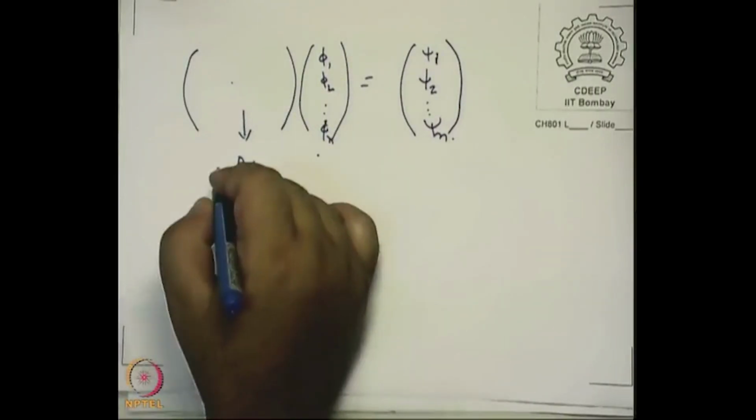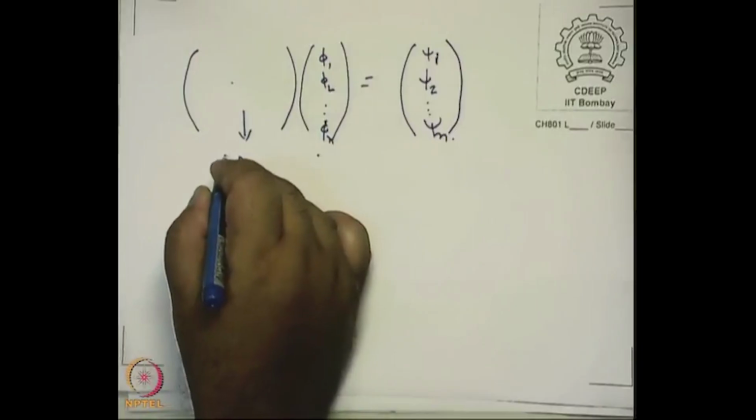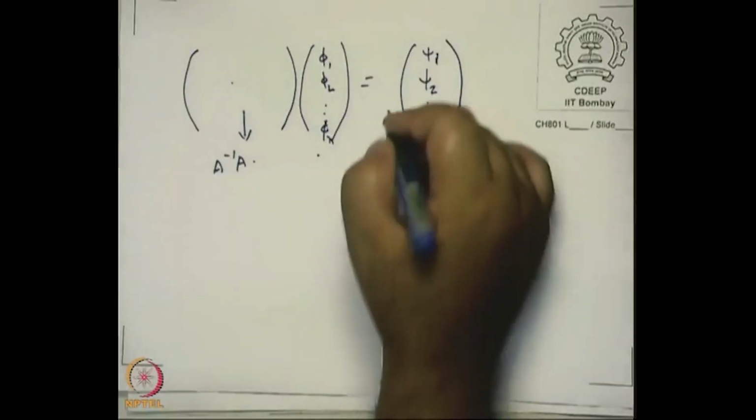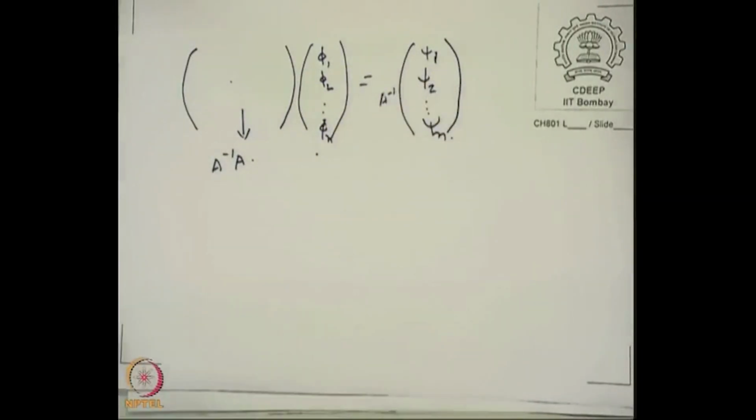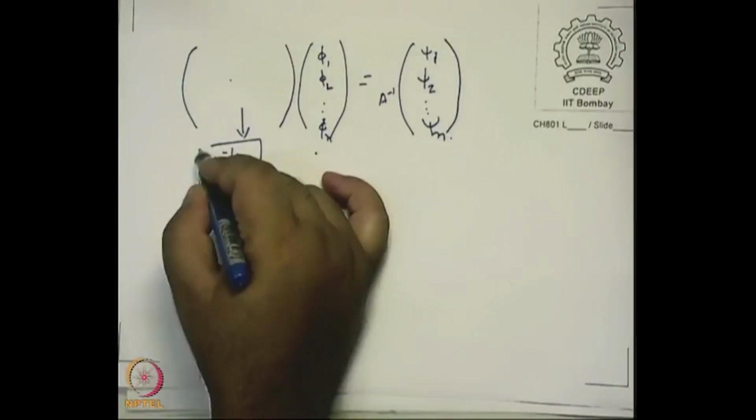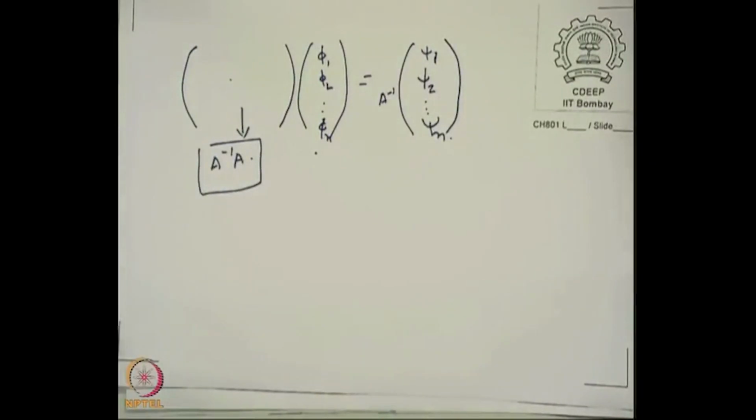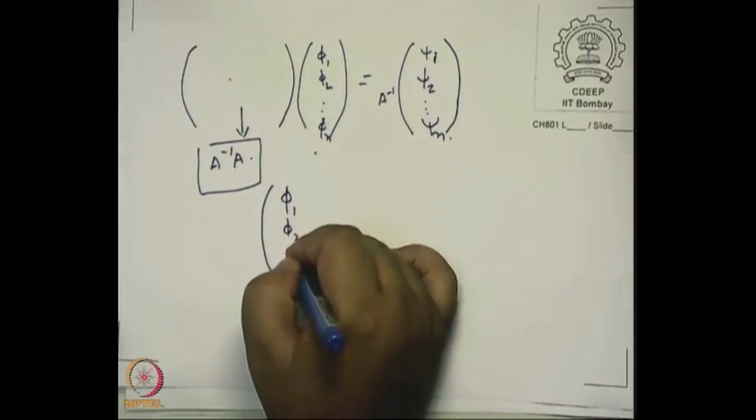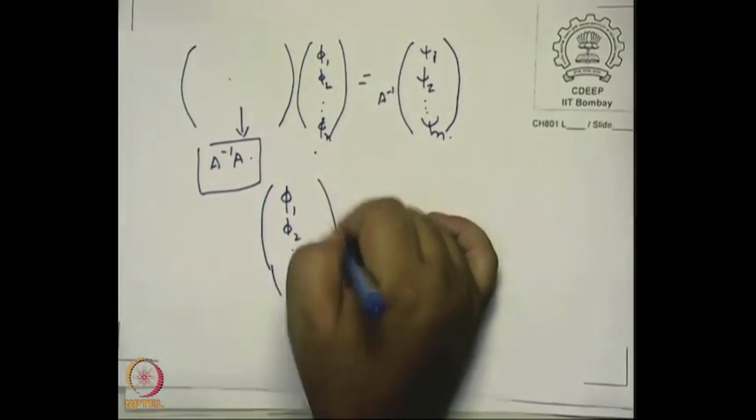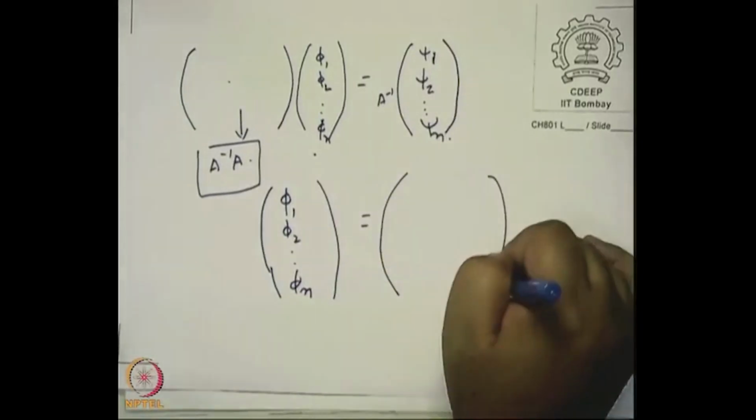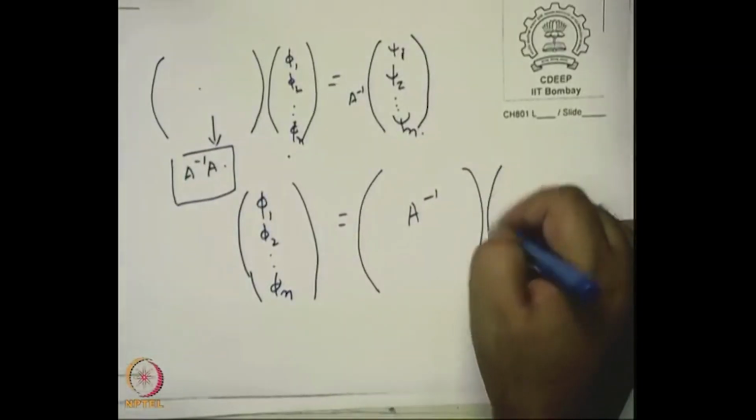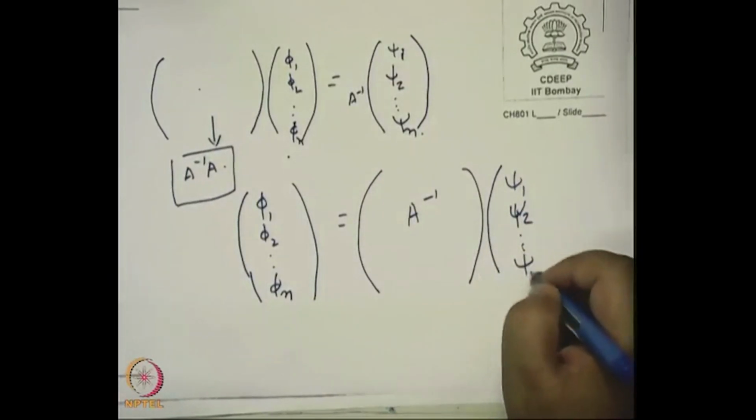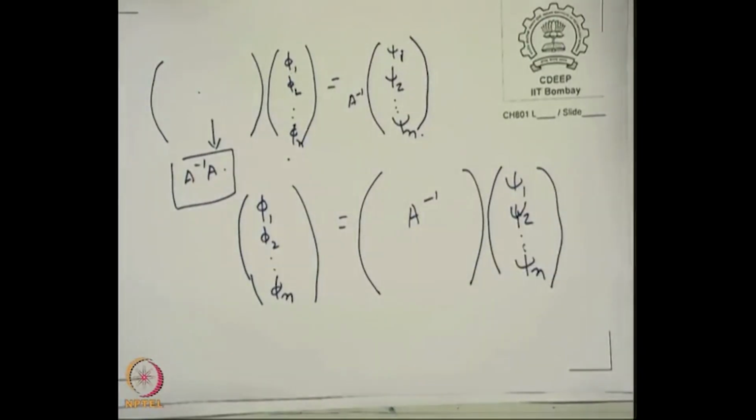Now, see, if I left multiply by A inverse, a square matrix should have an inverse, then on the right hand side also I have to multiply it by A inverse. What does A inverse A give you? Unit matrix, right. So, what does the equation now become? Phi 1, phi 2, and so on up to phi n is given by some square matrix A inverse multiplied by psi 1, psi 2, and so on up to psi n. Do you agree? I am just left multiplying by the inverse.